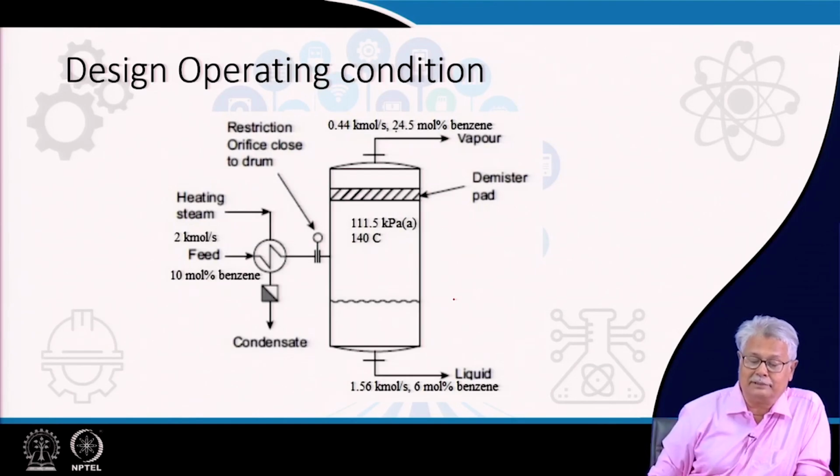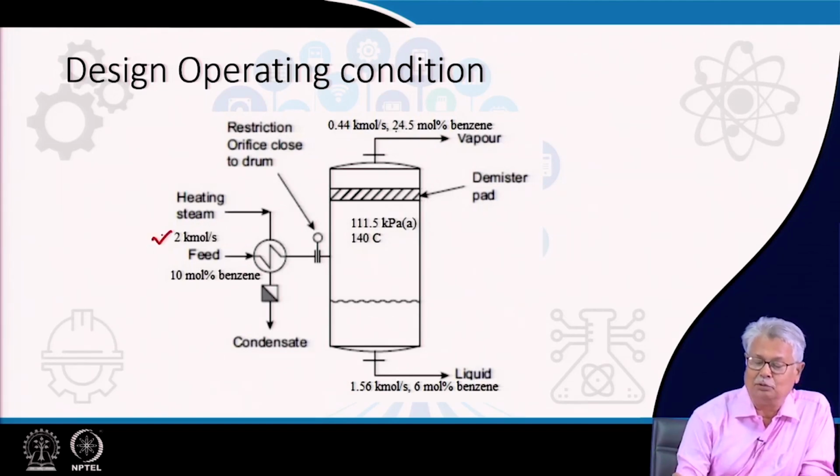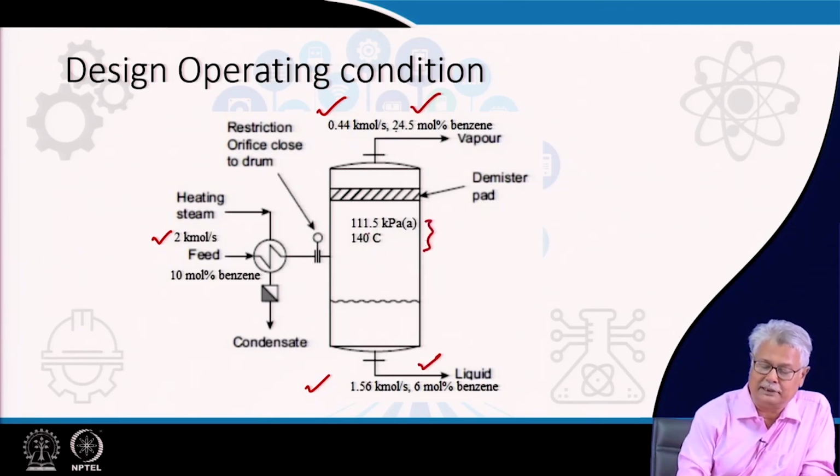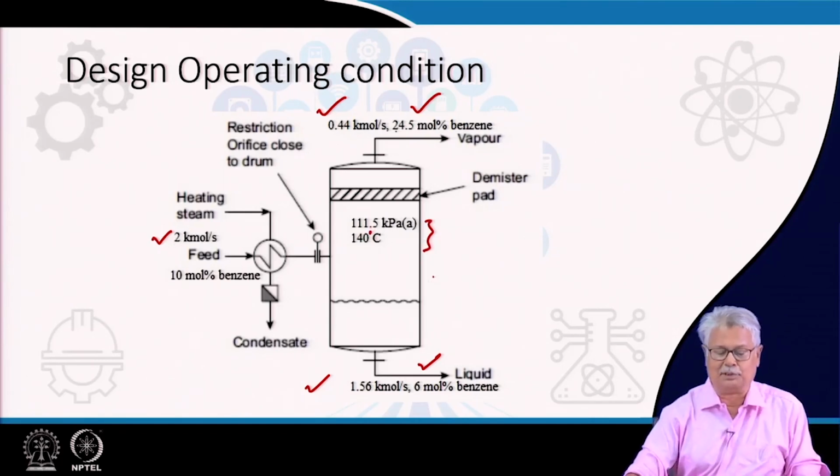What we do now, based on this, is put down all the values here. We know the feed, we naturally know the compositions as well. So, we note down the flow rates of the vapor and the liquid here. The composition of the vapor and the composition of the liquid are also known here. And the operating conditions here are 140 degrees centigrade and 101.5 kilopascals, which is absolute.